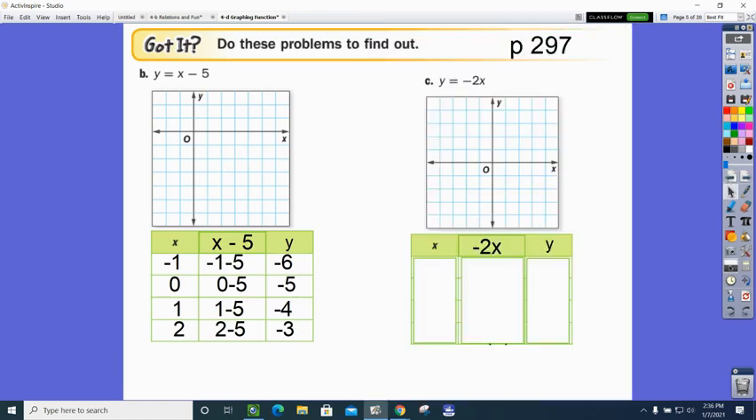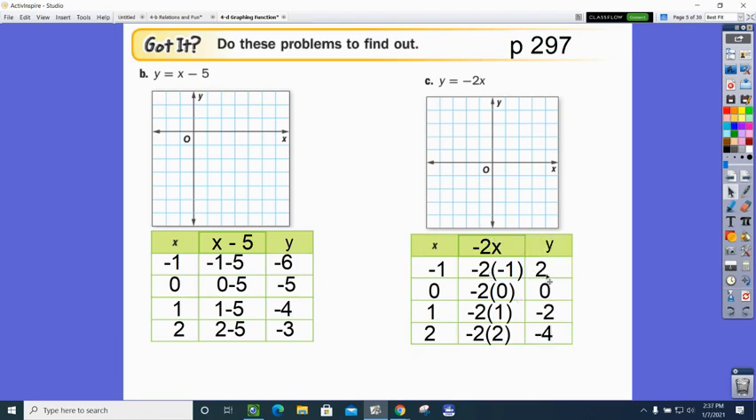So I'm going to ask you right now to make your table and then graph this function. Okay, let's start with the table. I'm going to use my fave4 again, and each time I'm going to multiply by -2. So -2 times -1 would be 2. -2 times 0 is 0. -2 times 1 is -2. And -2 times 2 is -4.